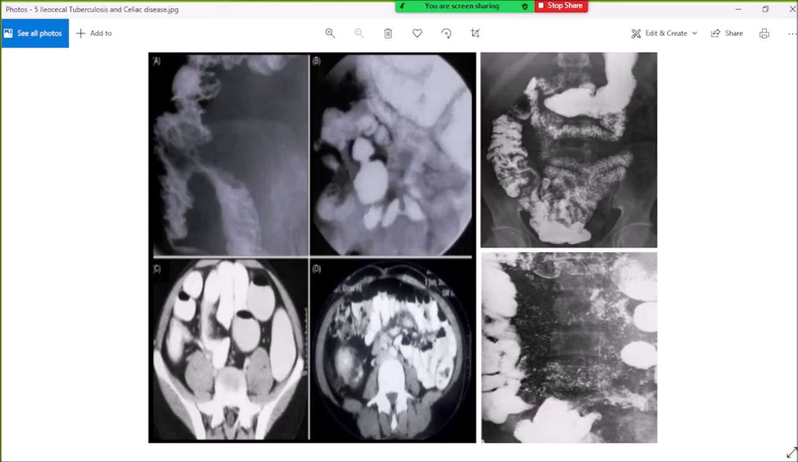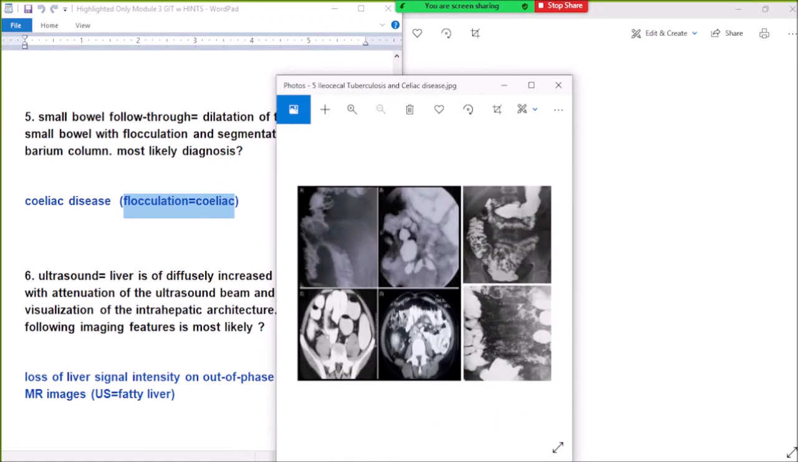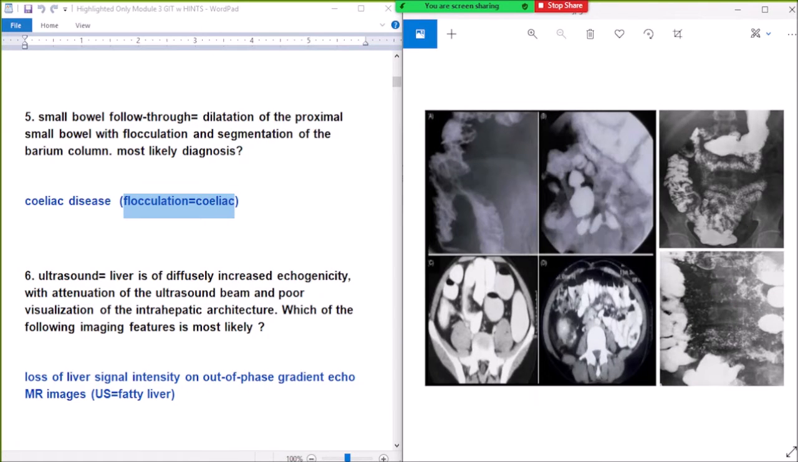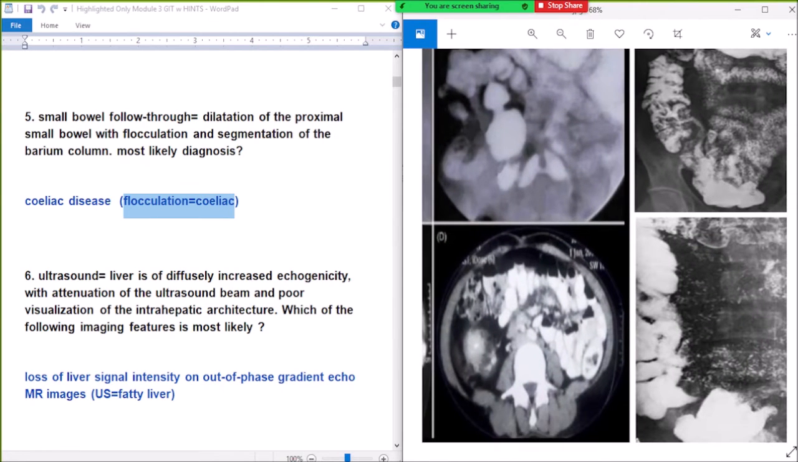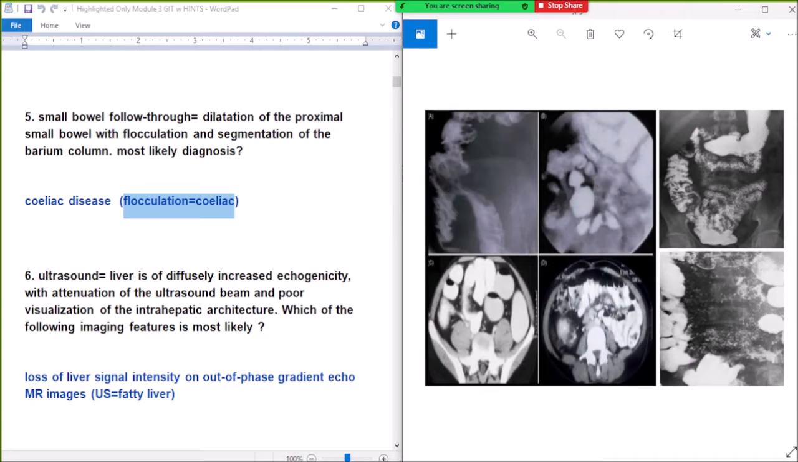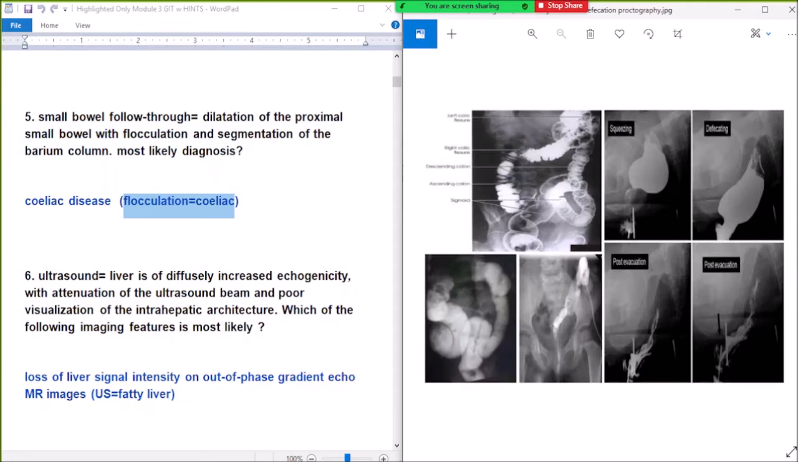Celiac disease again, and ileocecal tuberculosis, and this is celiac disease. So on small bowel follow through, there's dilatation of the proximal small bowel, and flocculation and segmentation of the barium column. Look, you can see segmentation of the barium column and the dilatation of the proximal bowel. So the diagnosis is celiac disease.